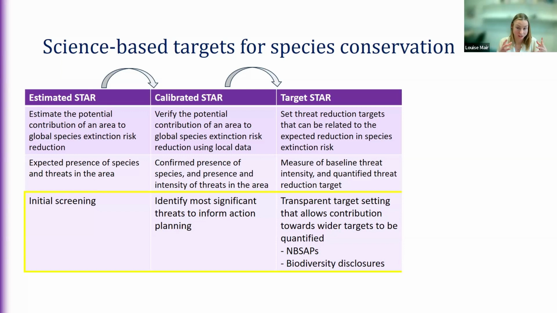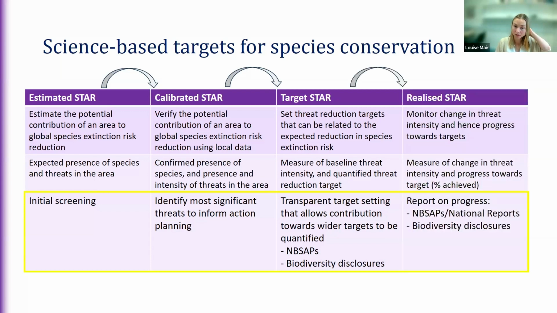The purpose of this part of having a target STAR is that it allows you to transparently set targets in a way where your contribution towards wider targets can be quantified. So it might be the contribution of one site relative to the whole portfolio of sites you're working at if you're a business, or it might be your contribution to regional or national or even global targets. And if, for example, you're a country, you might report those targets in your national biodiversity strategies and action plan document. So you're transparently saying this is what we're aiming to do. Or if you're a business, they might form part of your voluntary biodiversity disclosures. So you're setting yourself some biodiversity targets.